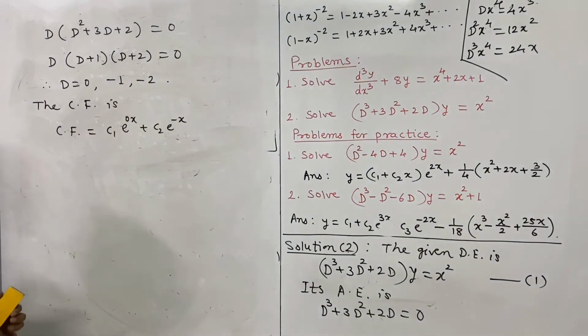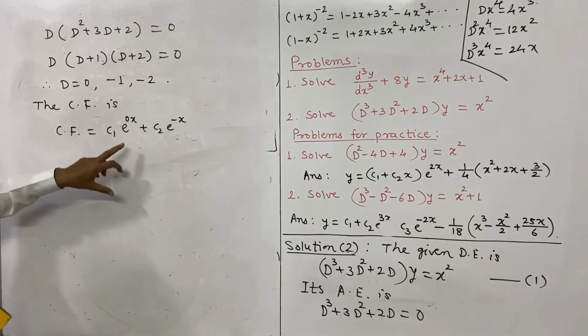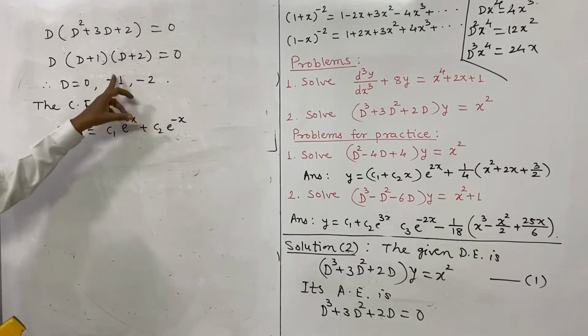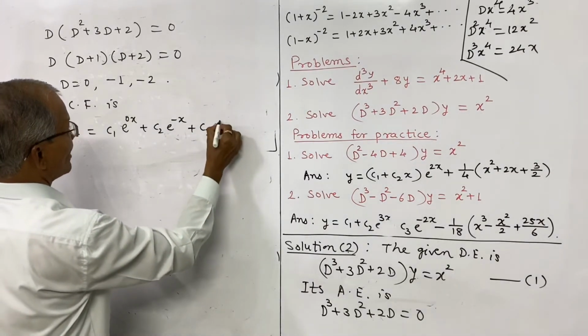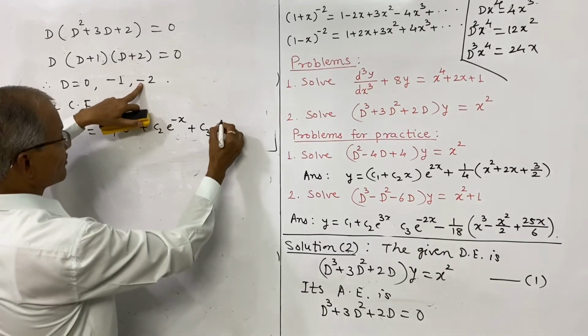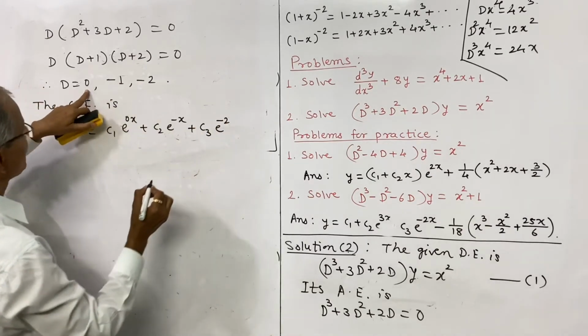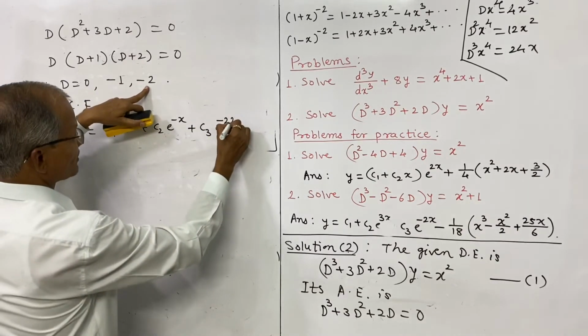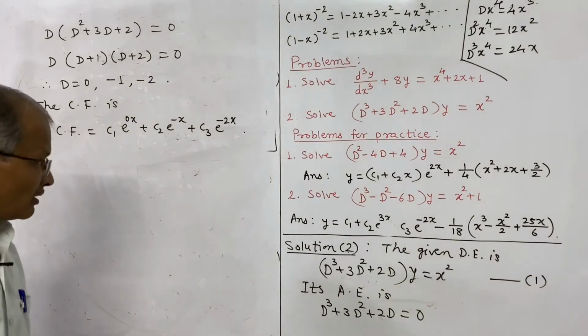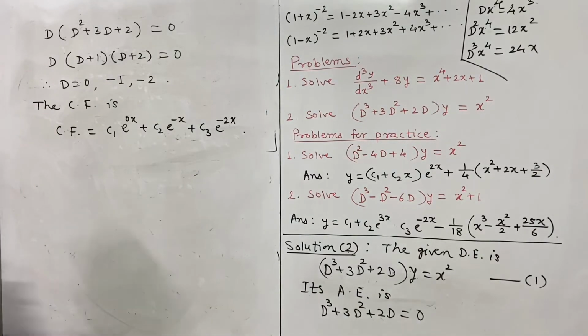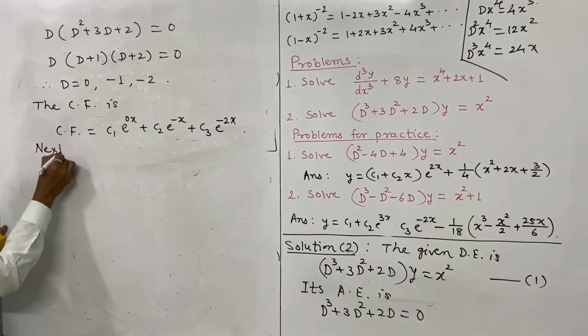These are the terms m1, m2, m3. Then C1 e power m1x plus C2 e power m2x plus C3 e power m3x, where m3 is minus 2x. This is CF. So we shall remember it while writing the last step, that is, the general solution, CF plus PI.